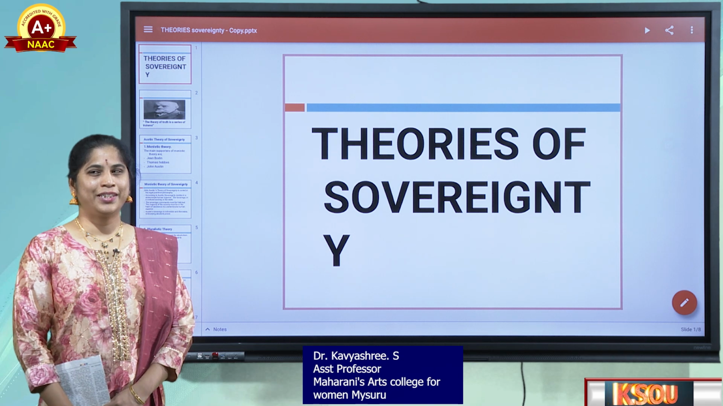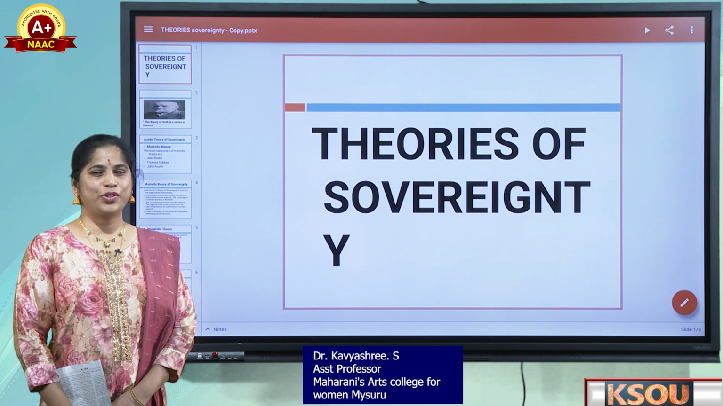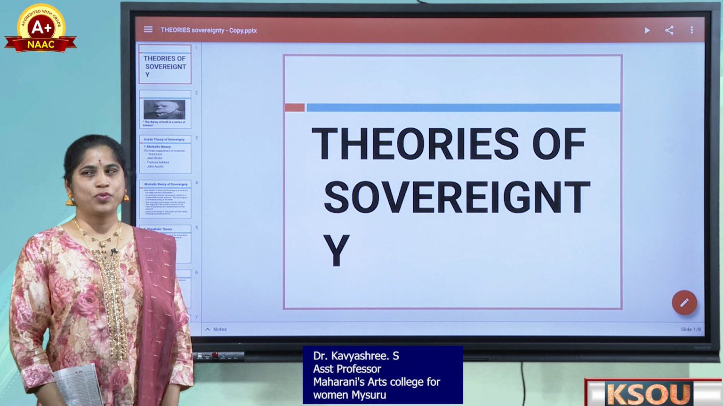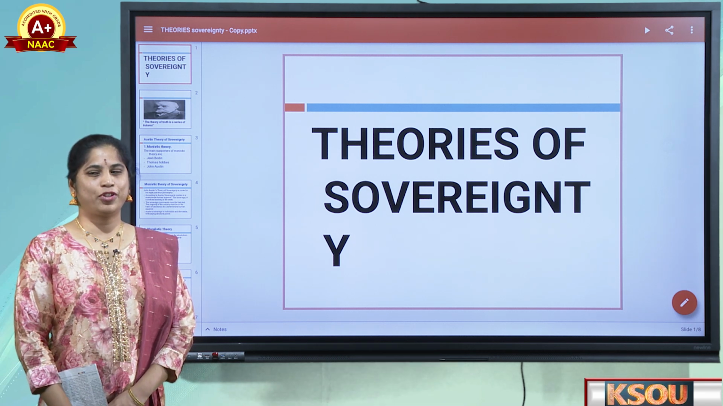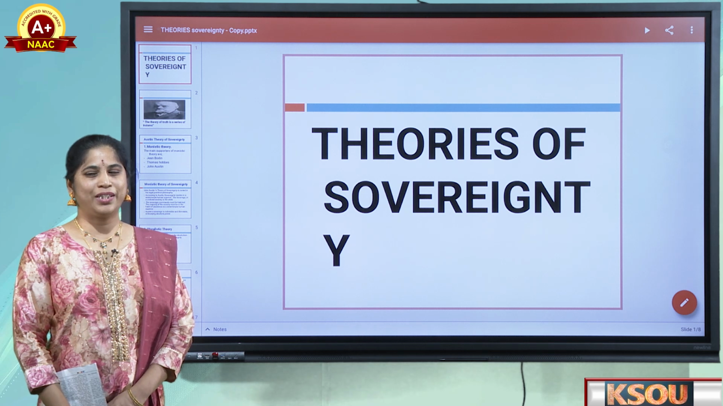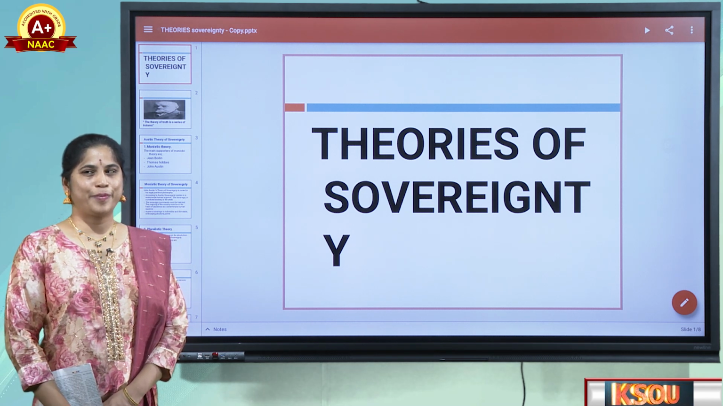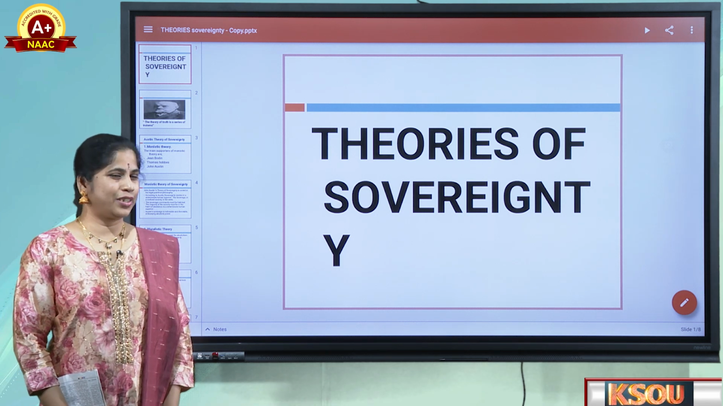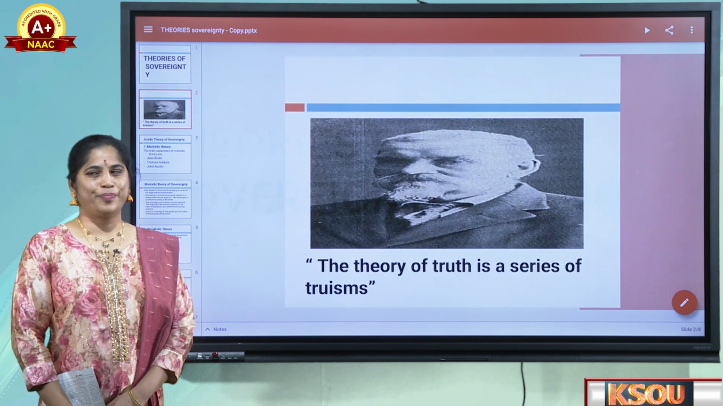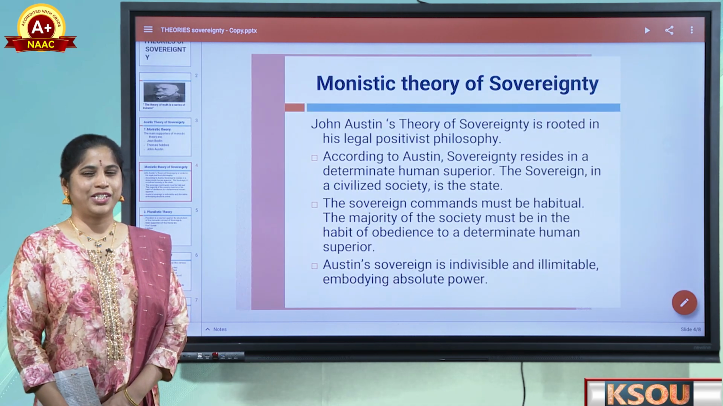Myself Dr. Kavya Shri. In today's class we are going to discuss theories of sovereignty. It is in Chapter 5 of Political Science, Block 1, which is prescribed by the Karnataka State Open University. So let us start with the unit on theories of sovereignty.